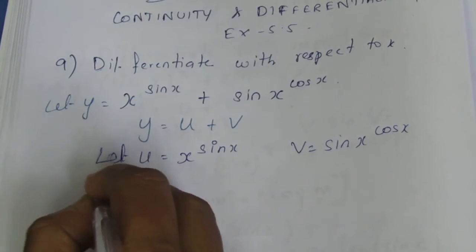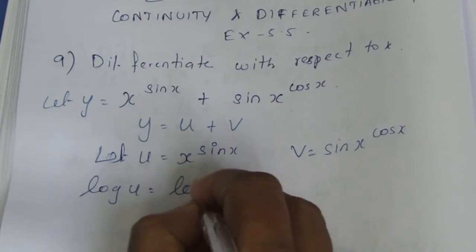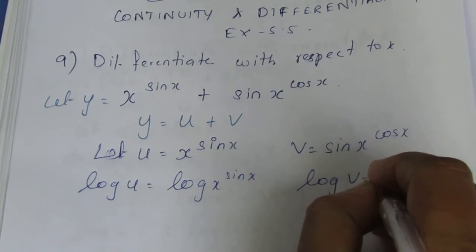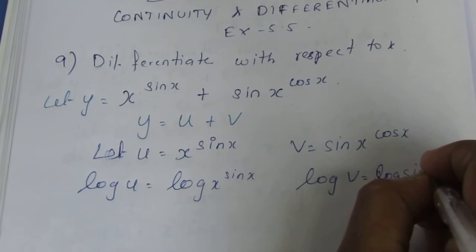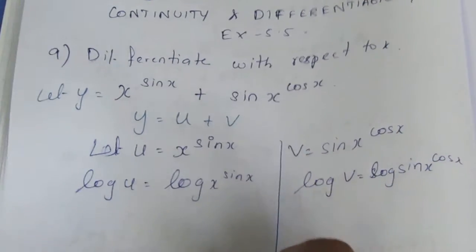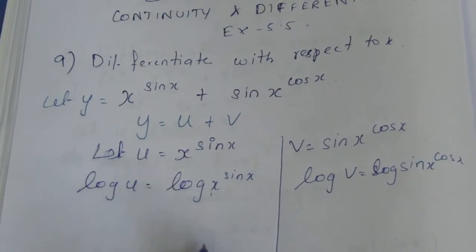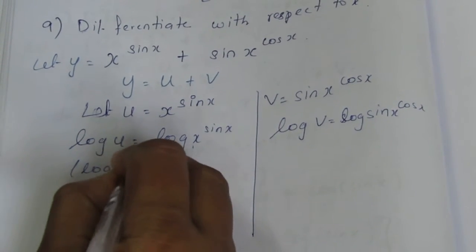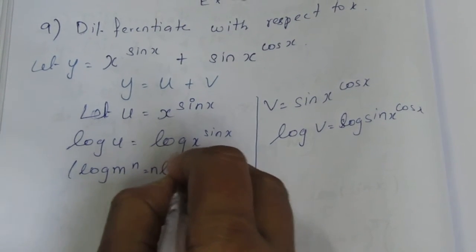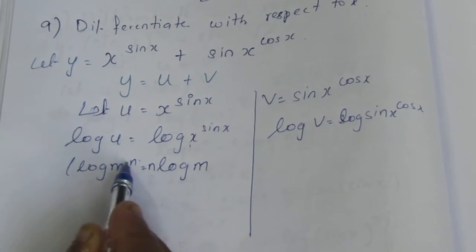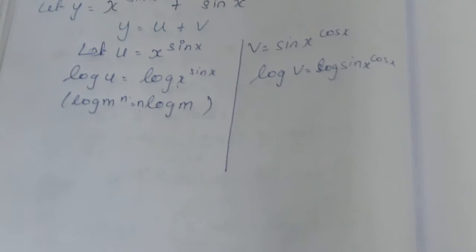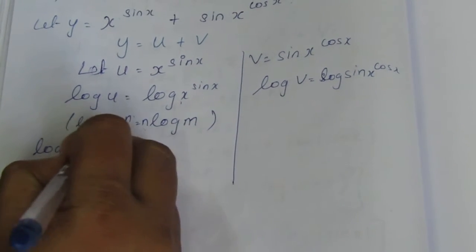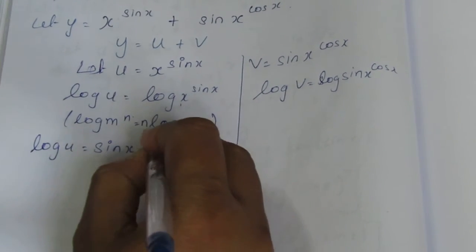Now taking log here, it becomes log u is equal to log of x power sin x. Here log v is equal to log of sin x power cos x. Here the power will come in the front. If log m power n is given, we can write this as n log m. So the power will come as a multiplier in the log. For that reason we are taking log on both sides. Here it becomes log u is equal to sin x log x.